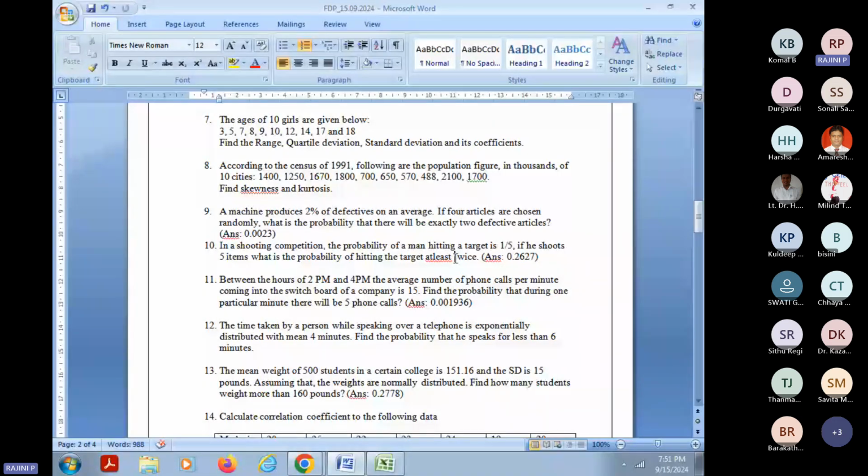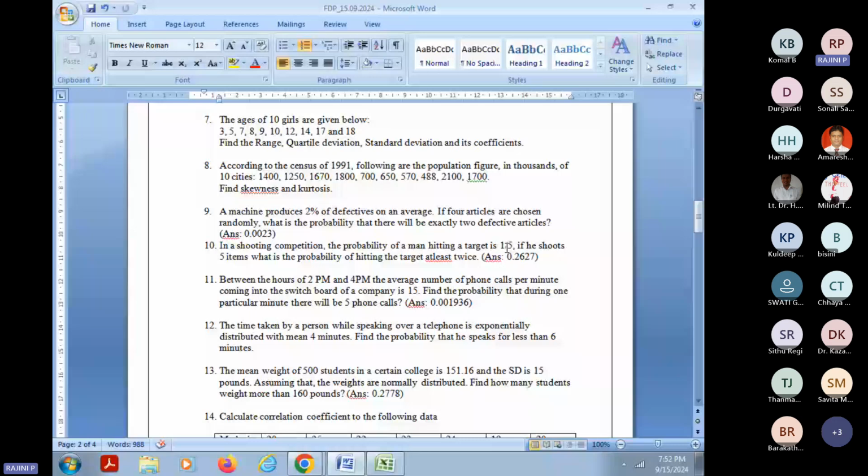When you are shooting, it may hit the target or may not hit the target, right? So there are only two possible outcomes. If there are two possible outcomes, then we can apply the binomial distribution. And here they are asking, what is the probability of hitting a target? So that is the success. The probability of hitting a target is how much? 1 by 5.